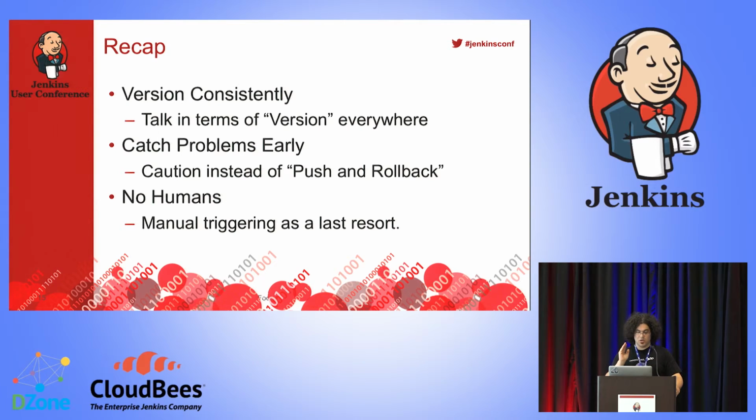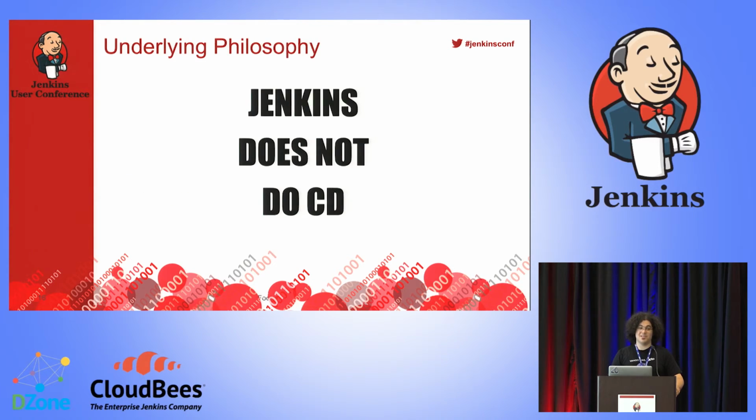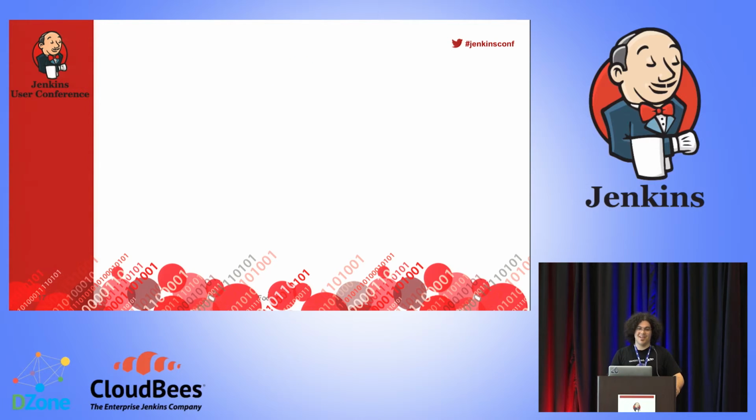Empirical evidence trumps everything. So I want to emphasize again this underlying principle behind the 3 principles, this underlying philosophy that guides the entire way that we do CD. And that underlying principle is: Jenkins does not do CD. It does not do CD.